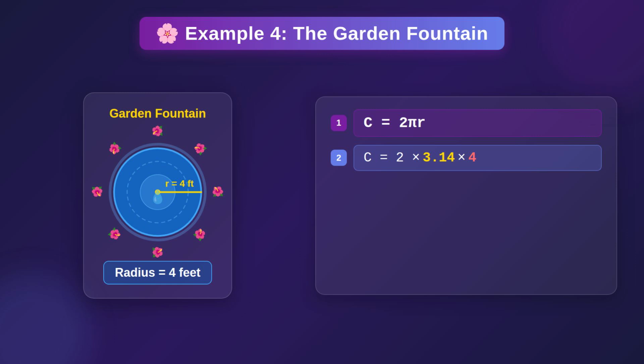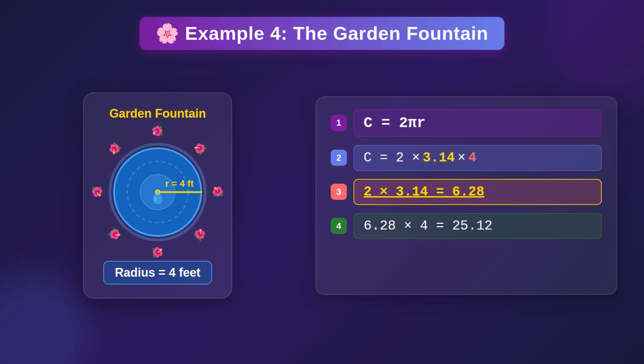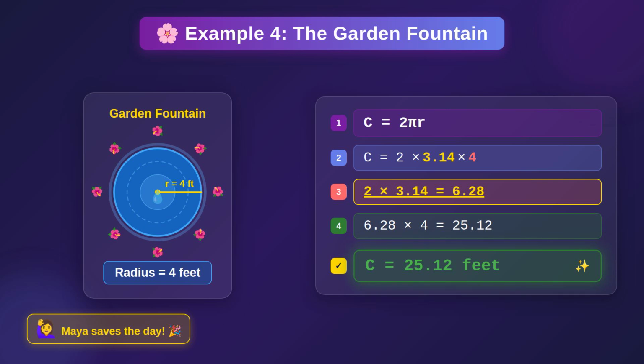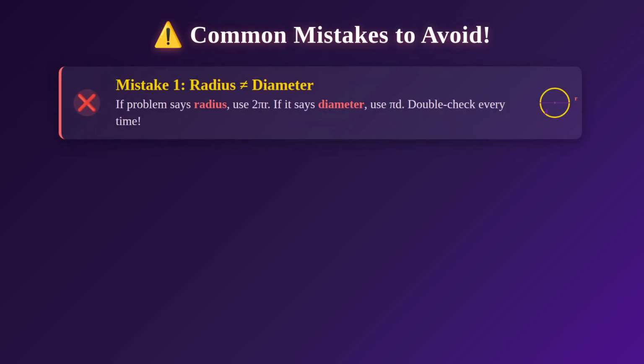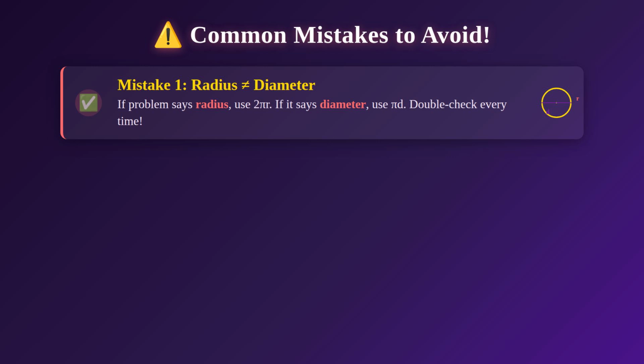One more. Maya's mom wants to put a decorative border around a circular fountain in their backyard. The fountain has a radius of 4 feet. We use c equals 2 times pi times r. Plug in. c equals 2 times 3.14 times 4. First, 2 times 3.14 equals 6.28. Then, 6.28 times 4 equals 25.12. So, the circumference of the fountain is 25.12 feet. Maya's mom needs about 25.12 feet of border material. Maya just saved the day. Again! Look at her go!